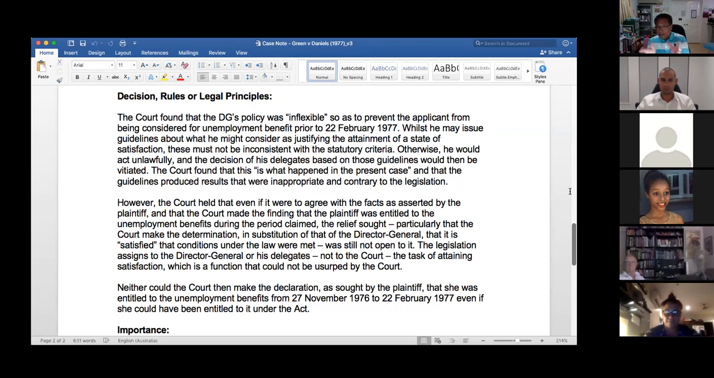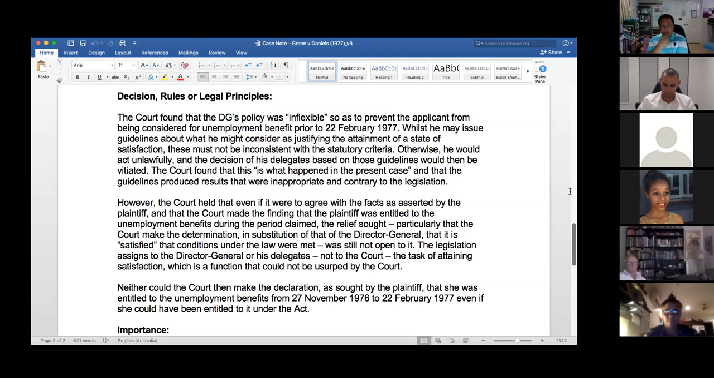So that would be the legal principle. And the court found that this is what happened in the present case. Now, however, assuming that that is true, that the decision was therefore in a sense invalid because it contradicted the primary legislation, does it mean that the court can grant the unemployment benefits that were sought by the applicant?